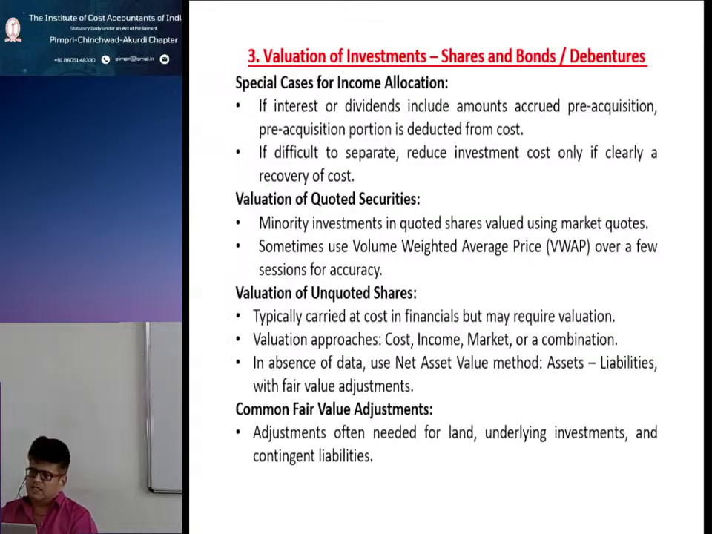Now let's understand the special cases for income allocation. If interest or dividends include amounts accrued pre-acquisition, the pre-acquisition portion is deducted from cost. That's the way income allocation is treated. If it is difficult to separate such income, then reduce investment cost only if it is clearly a recovery of cost, and only then is the investment interest or dividend to be reduced.